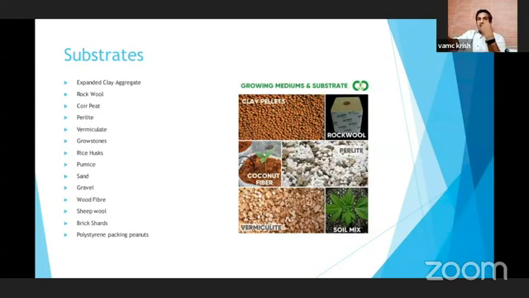Again, substrates are of main importance for hydroponics. They hold and support the plant. What are the different substrates we are using? Clay balls and rock wool. You can see some pictures like that: rock wool, clay balls, cocoa peat, perlite, vermiculite. Different types of substrate are used, some based on organic material.